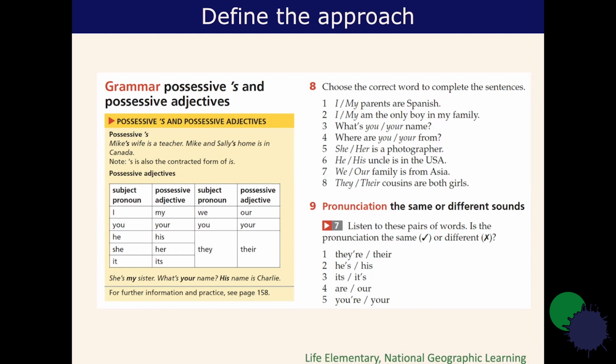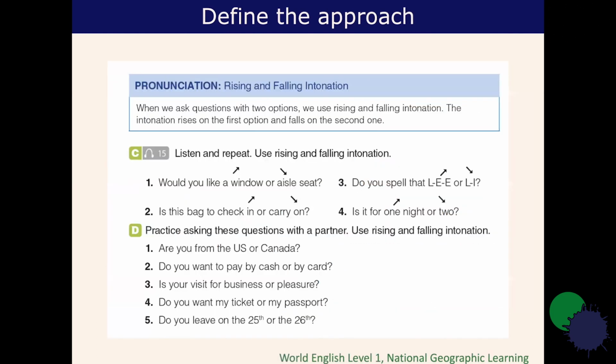Let's contrast it with another approach. This is another book I also worked on, an elementary level book, but just notice the difference. We've got a big pronunciation box. It's explaining the rule of rise, fall, intonation, and then there are some really controlled practice exercises. So the prominence of pronunciation in this book is much greater.